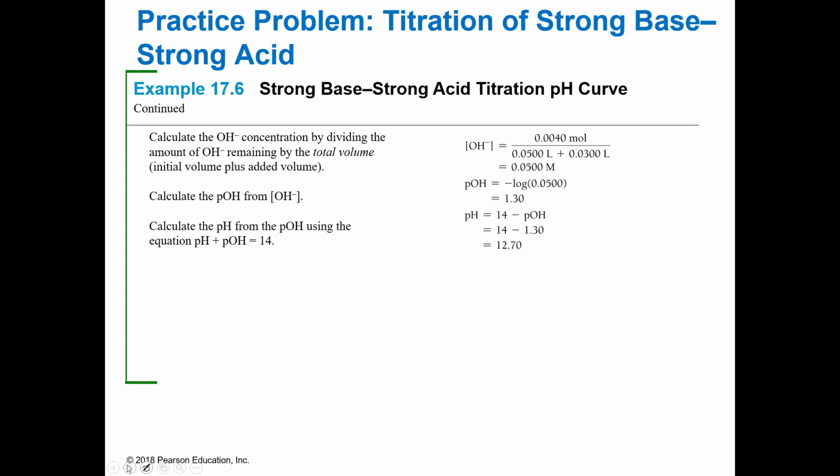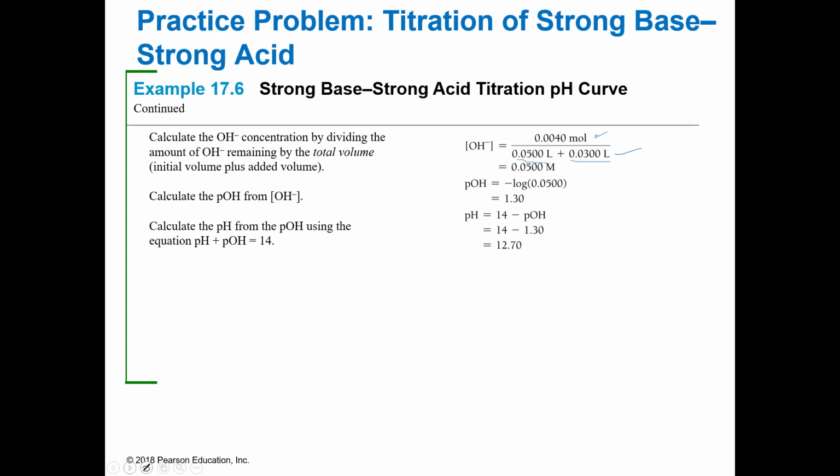So we take the moles of hydroxide ion left over, and we divide by the 50 milliliters, which is 0.05 liters of hydroxide solution we had in the reaction container, plus the 30 milliliters of nitric acid that we add. So the volume has changed here. The total volume has changed, and that's the most common mistake in this problem. This is what students miss the most right here.